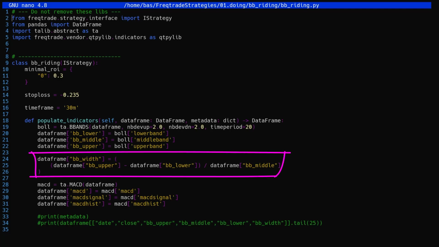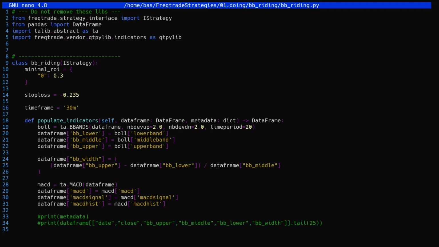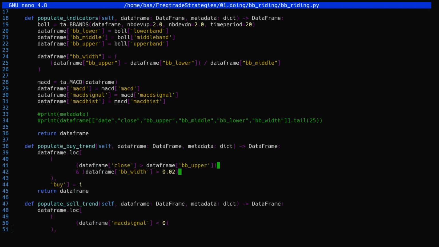And then over here we calculate the width of the band, which is the upper band price minus the lower band price, and that divided by the moving average used. And finally over here we configure the MACD indicator with its default values, and they're also configured in the TA library itself.